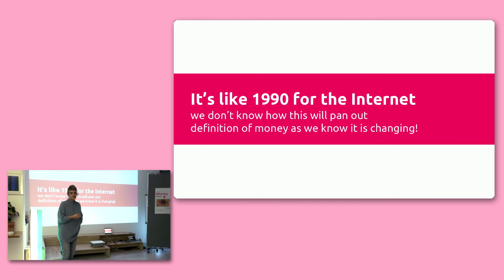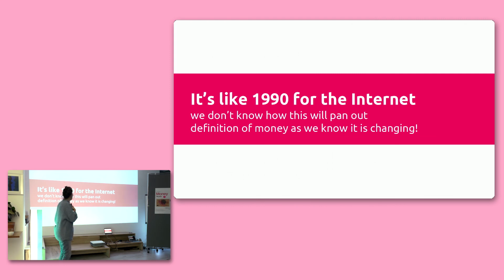The first ICOs are really the kind of cowboys in the Wild West doing trial and error, and I think it's fair enough that they get a lot of money because they're also taking a lot of risk. Well, the investors are probably taking most part of the risk here. It's like 1990 for the internet. We really don't know how this all will pan out.